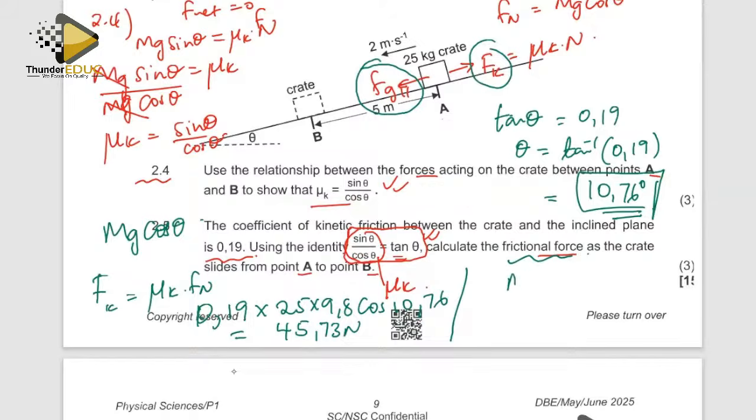Okay, and you just say that the mass times the gravity multiplied by the sine of theta. So that's 25 multiplied by 9.8, and then the sine of 10.76. Let me just confirm and see. So 25 times 9.8, and then the sine of 10.76. Perfect. I'm getting 45.7. Oh, yeah, just a difference of 0.01, which is not bad. Okay, so either way, you'll always get the same thing.